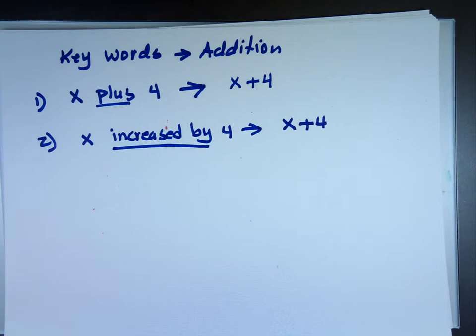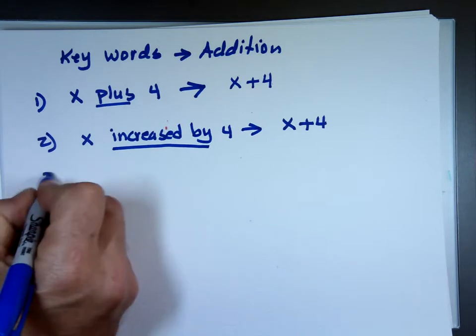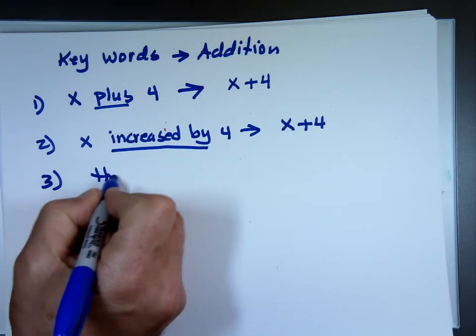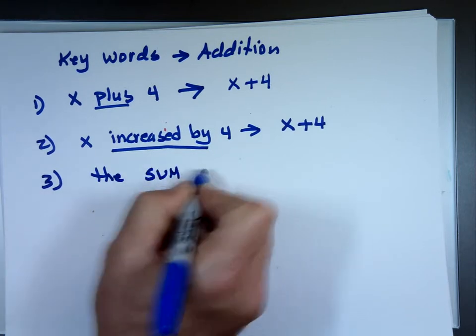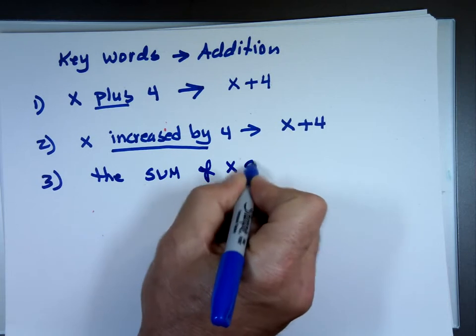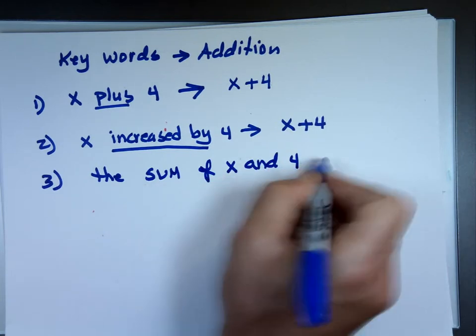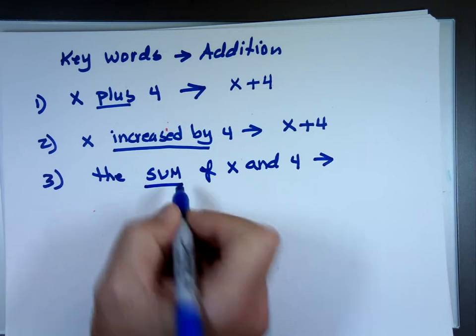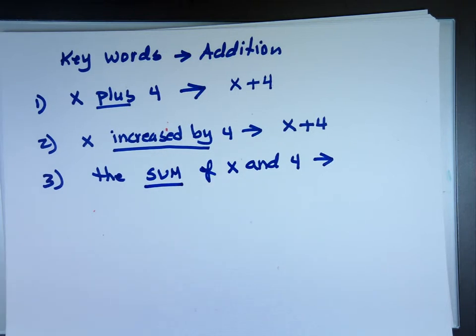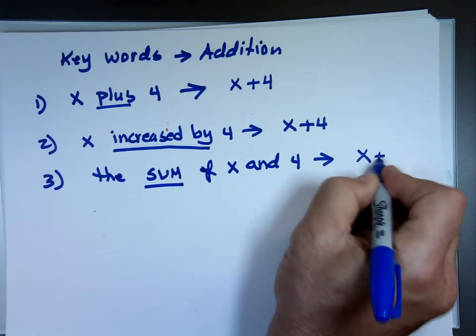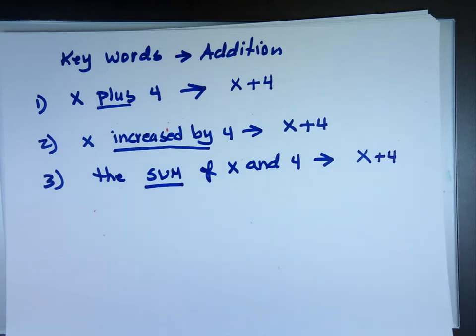If I said to you, your test score on the last quiz increased by 4 points. So what do you do? You take whatever that test score is and you add 4 points to it. The sum of x and 4. The word sum means what? Add. X plus 4, addition. So all these mean the same thing.